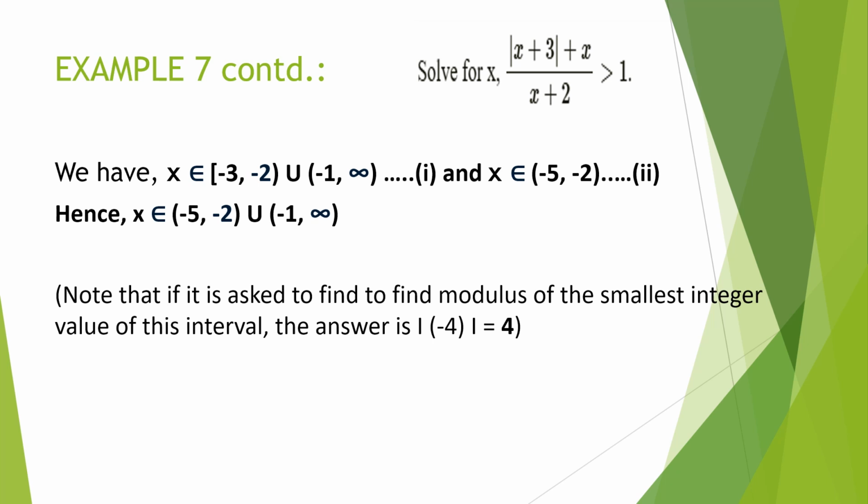Now see, this type of example can be asked, you can be asked to solve this inequality, or it can also be asked in this manner, that find the modulus of the smallest integer value of this interval. Now which is the smallest integer value? Remember it is open interval at −5. So the smallest integer value will be −4. And what is the mod of −4? It is 4. So in case for this inequality, if you are asked to find the modulus of the smallest integer value of this interval, the answer is 4.